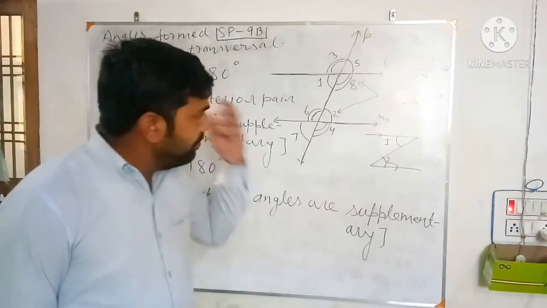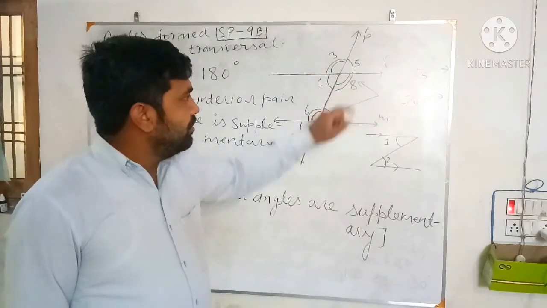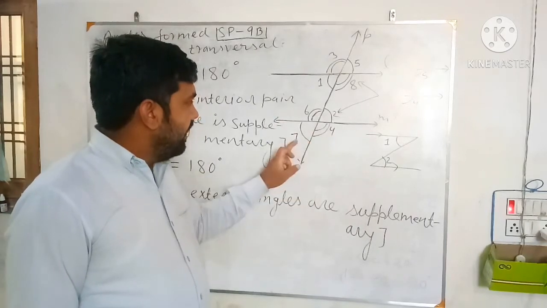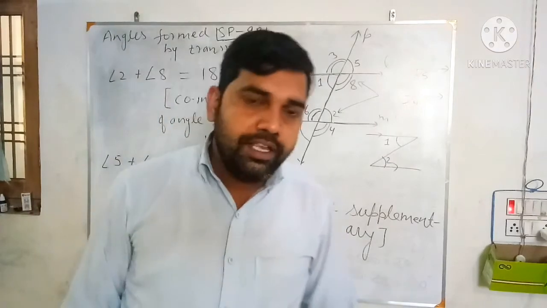Now about the vertically opposite angles, you have learned in exercise 9a. 3 is vertically opposite to 8. 1 is vertically opposite to 5. 6 is vertically opposite to angle 4. Angle 7 is vertically opposite to angle 2. And the vertically opposite pair of angles are also equal.